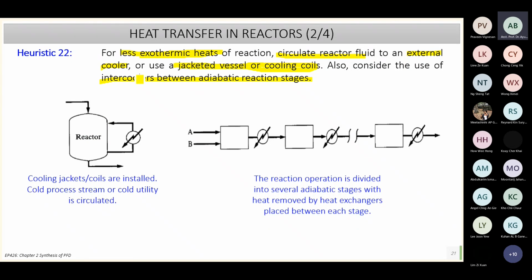For less exothermic, you can consider circulating the reactor fluid to an external cooler. Here you put a cooler. Circulate the fluid through the cooler, then you can control the temperature.